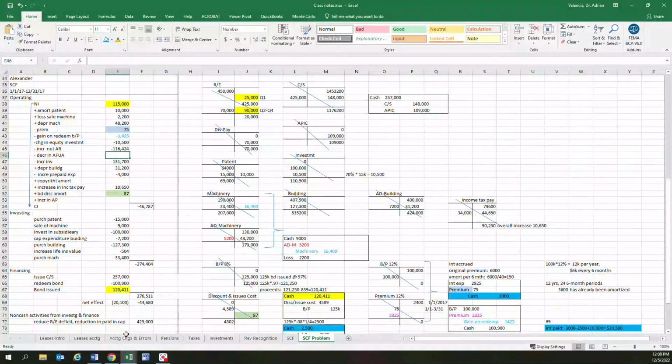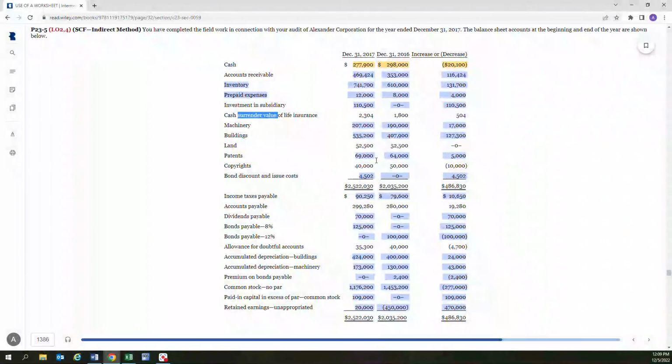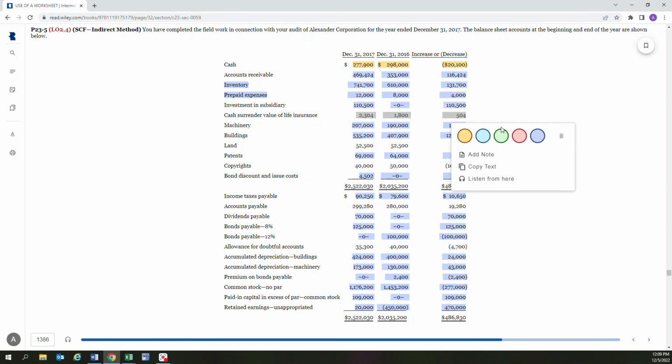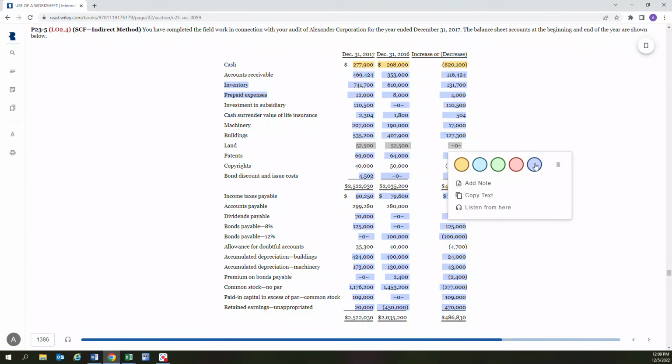Decrease in the allowance for uncollectible accounts. Let's go look at that. All right, so this is explained. I'm highlighting everything that is explained. Did we explain land? There's nothing to explain with land. We weren't told otherwise, so we're just going to assume nothing happened with land.